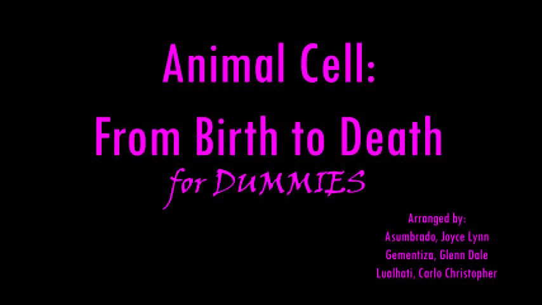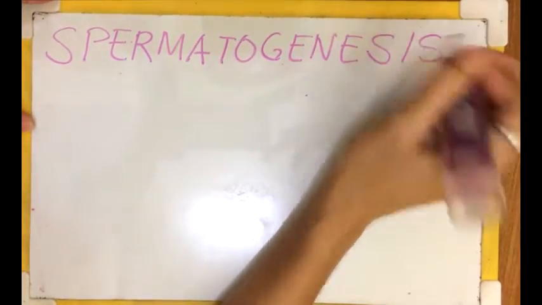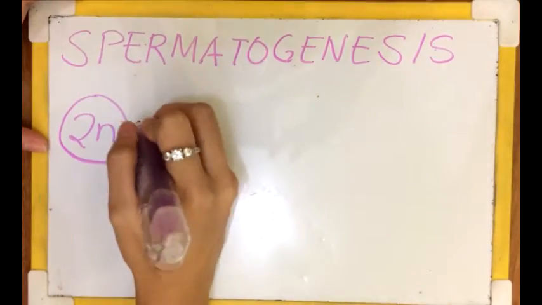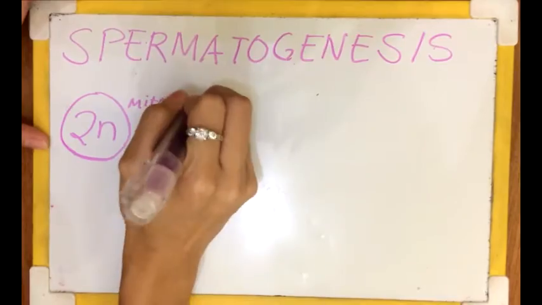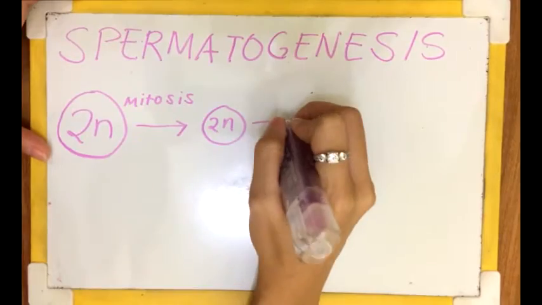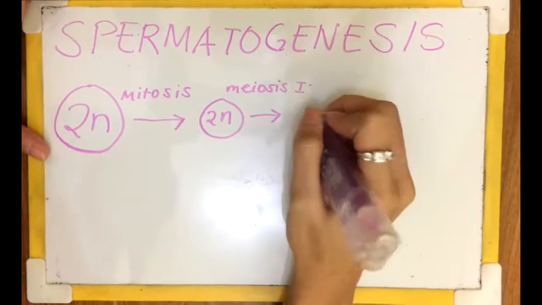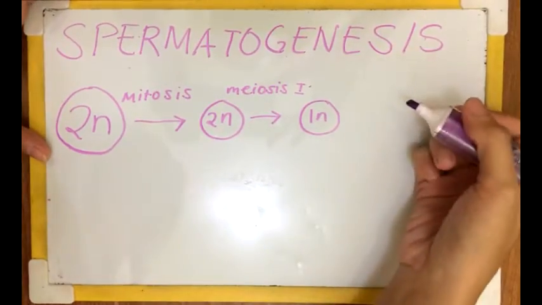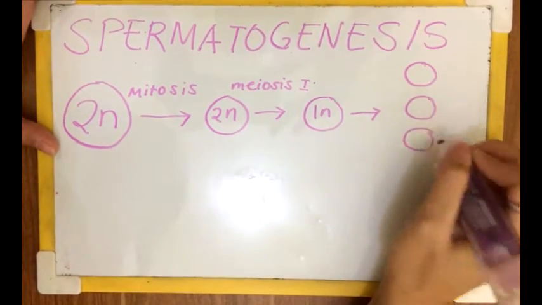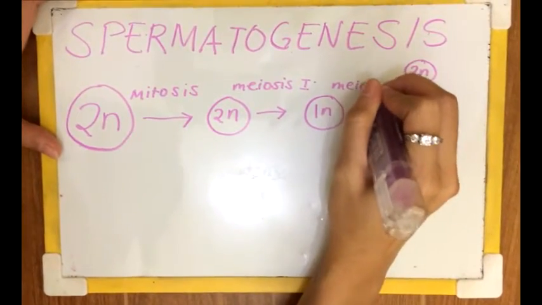Animal cell from birth to death. For the formation of the sperm, a process called spermatogenesis occurs. A spermatogonium with two sets of chromosomes, or a diploid spermatogonium, from the male individual undergoes mitosis, forming a diploid primary spermatocyte. This primary spermatocyte undergoes meiosis I, forming two haploid secondary spermatocytes, which contain only one set of chromosomes each. These secondary spermatocytes undergo meiosis II, finally forming haploid spermatids, which mature into spermatozoa.